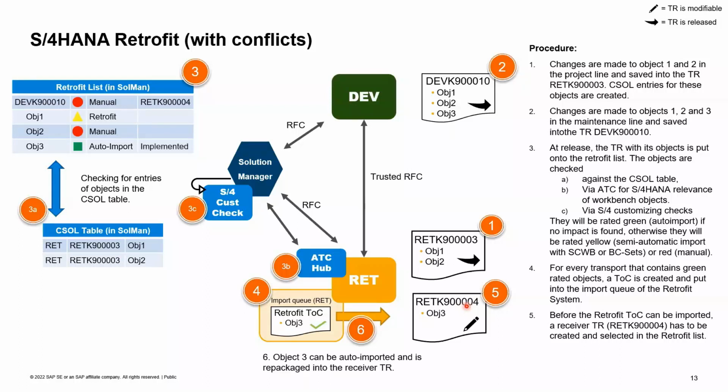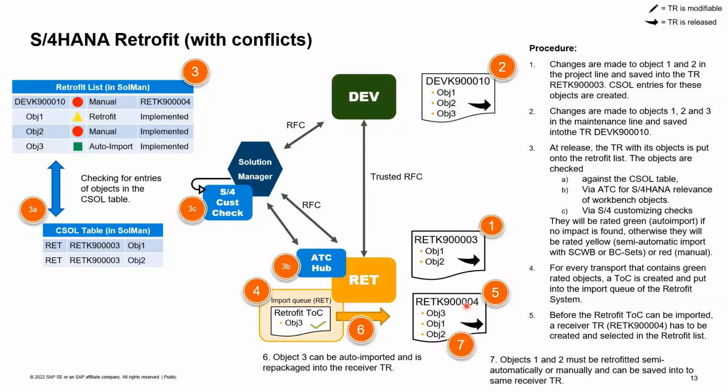Now we can walk through the next objects 1 and 2. As I said, the red one needs to be done manually and added to the transport request, and the yellow one can be solved via BC sets or via SCWB. So now everything is in sync, and at this point in time, we are done with this process. We are sure that all the ECC stuff is more or less moved in a controlled way from the maintenance landscape into the project track.